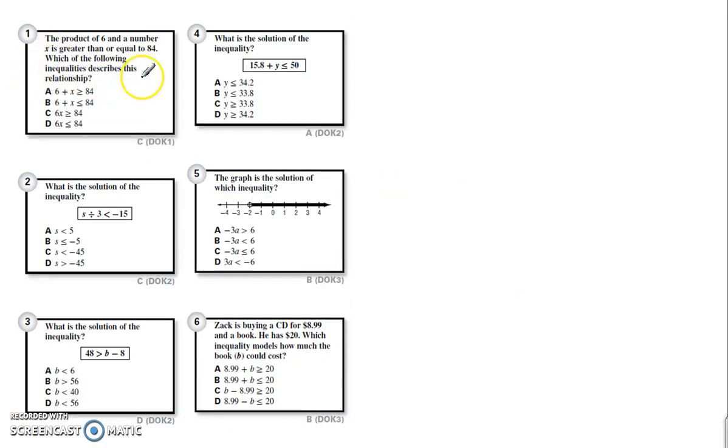All right. The product of 6 and a number x is greater than or equal to 68. So the product is a multiplication, so it's not A or B. Greater than or equal to makes it C.